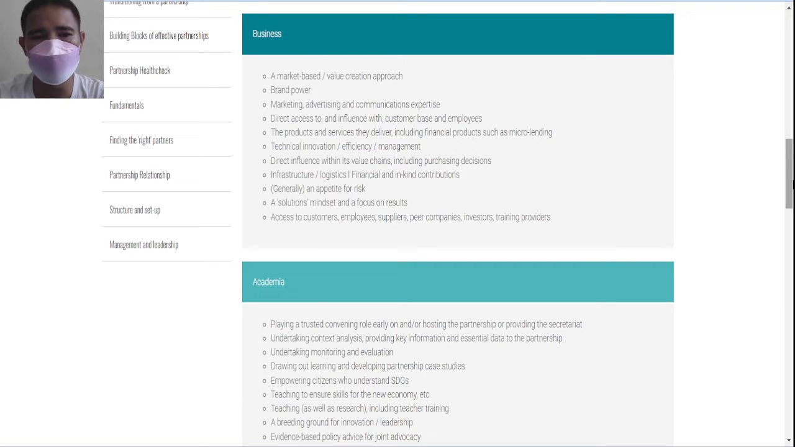and employees, the products and services they deliver, including financial products such as micro-lending, technical innovation, efficiency, and management, direct influence within its value chains, including purchasing decisions, infrastructure, logistics, financial and in-kind contributions, generally an appetite for risk, a solutions mindset, and a focus on results. Access to customers, employees, suppliers, peer companies, investors, and training providers.